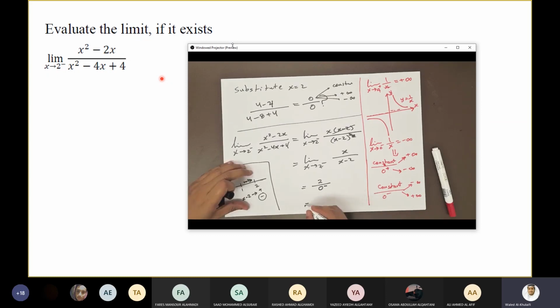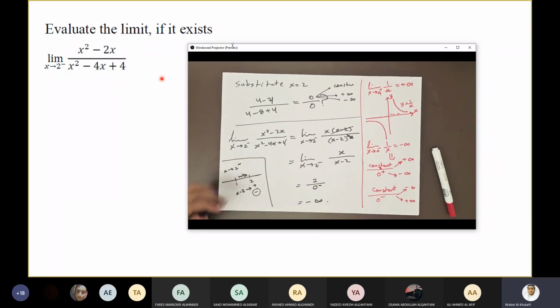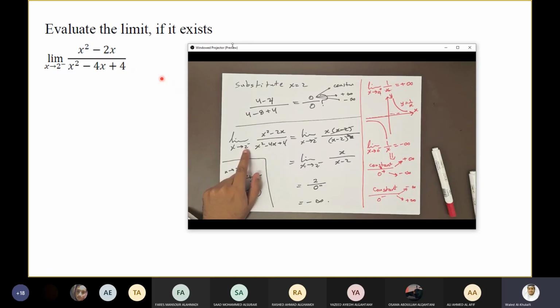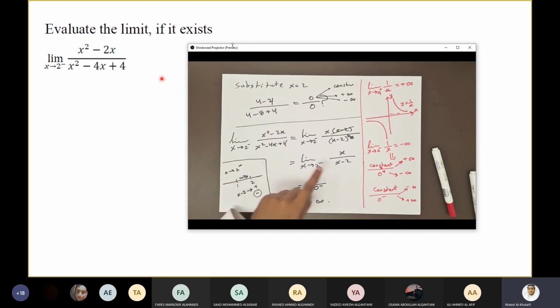Okay guys. Now, 1 over 0 from the left is like 1 over x when x approaches 0 from the left, which is negative infinity. And the constant 2 is positive, so that means it will be negative infinity. Okay? So the limit of this expression is negative infinity.